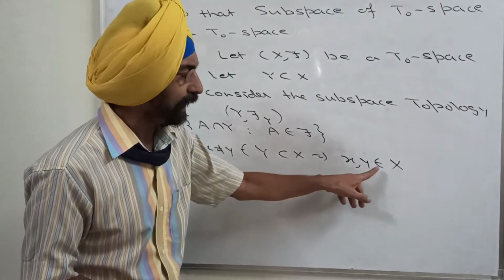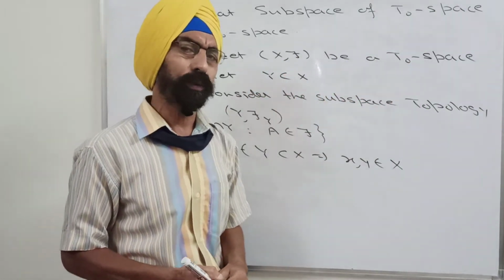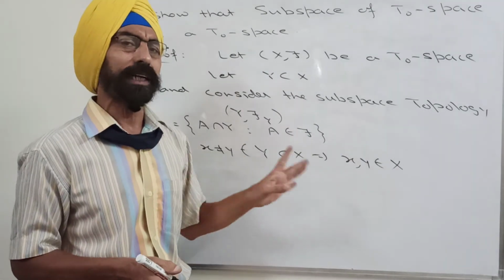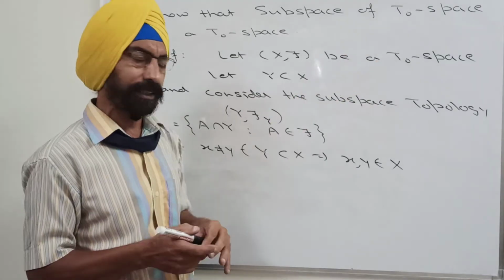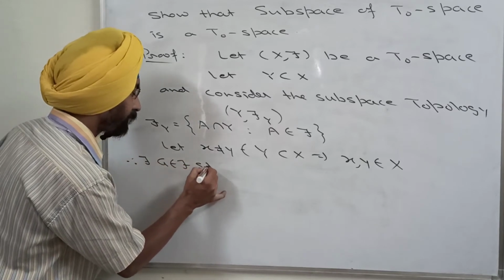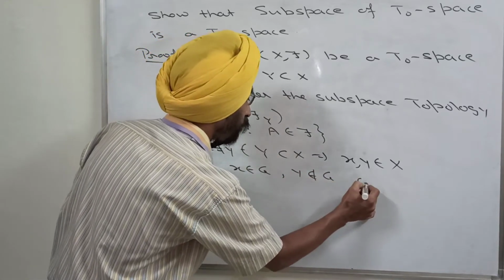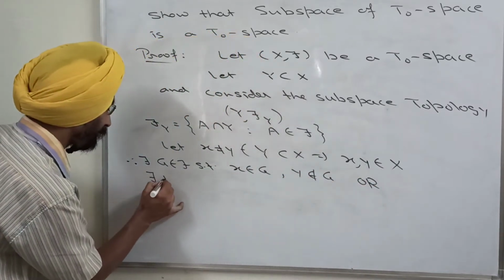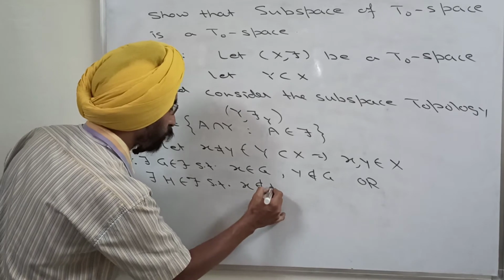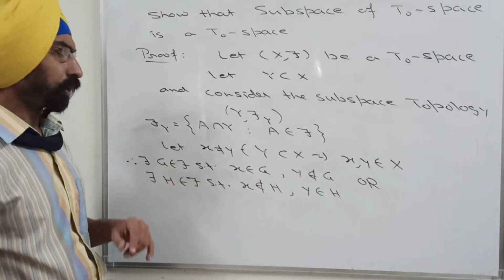Now x and y are members of X, but (X, tau) is a T0 topology. Therefore, either there will be an open set containing x and not containing y, or there will be an open set containing y and not containing x, because it is a T0 space. So there exists G belonging to tau such that x belongs to G and y does not belong to G, or there exists H belonging to tau such that x does not belong to H and y belongs to H, because of the definition of T0 spaces.